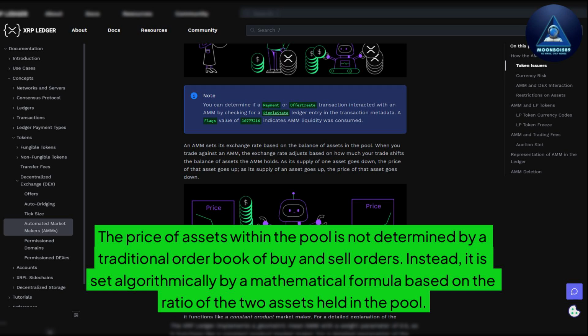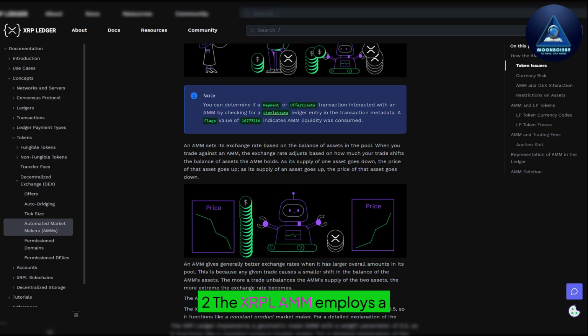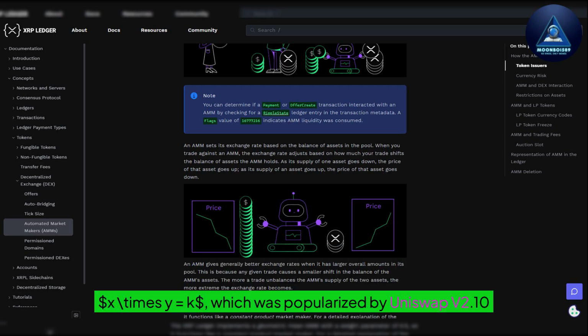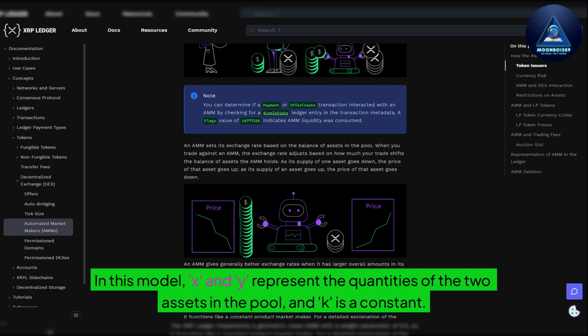The price of assets within the pool is not determined by a traditional order book of buy and sell orders. Instead, it is set algorithmically by a mathematical formula based on the ratio of the two assets held in the pool. The XRPL AMM employs a geometric mean market maker, G3M, model. The principle is analogous to the constant product formula, expressed as x times y equals k, which was popularized by Uniswap v2. In this model, x and y represent the quantities of the two assets in the pool, and k is a constant.